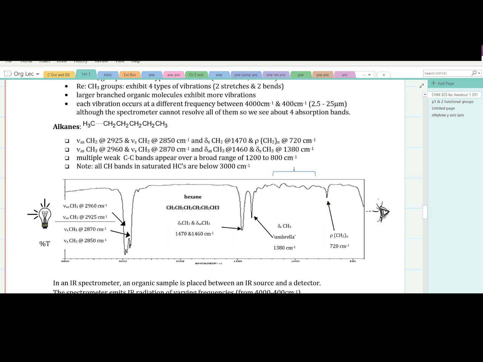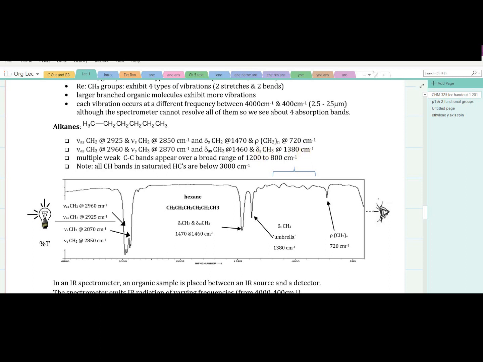That's the methylene groups. For the methyl groups, we have asymmetric stretches at 2960, which overlap with the asymmetric stretches of the methylene groups. We also have a symmetric stretch for a methyl group at 2870 here, which overlaps with the symmetric stretch of the methylene groups at 2850 wave numbers. The methyl group also has an asymmetric bend at 1460, which happens to overlap the 1470 absorption of the symmetric bend of the methylene group. And then methyl groups also have a symmetric bend, like an umbrella that opens and closes, at 1380.